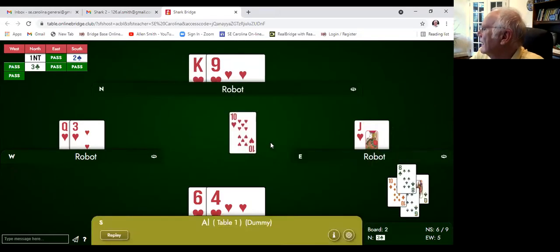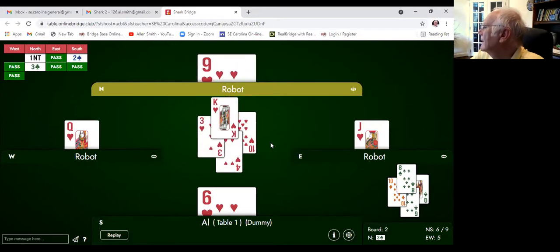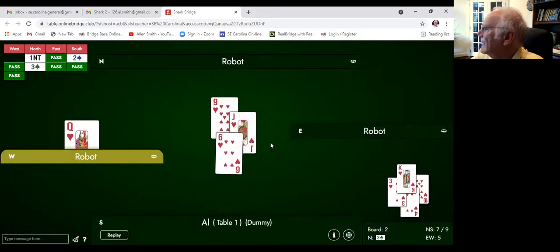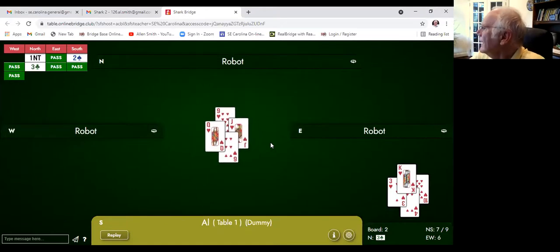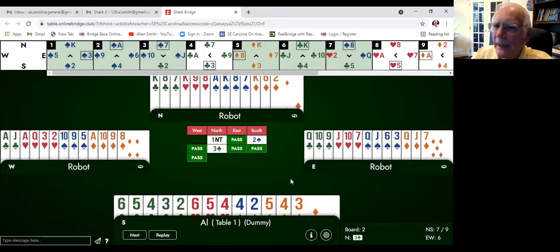And he has to lead a heart, comes back around, plays the 3. We take the heart trick, and they end up taking the last heart trick. All right. So we ended up down 2. That's pretty good, because if we'd been playing that in no trump, we probably would have been down 4 or 5 tricks. So you can see how you've got 2 dimensions here.